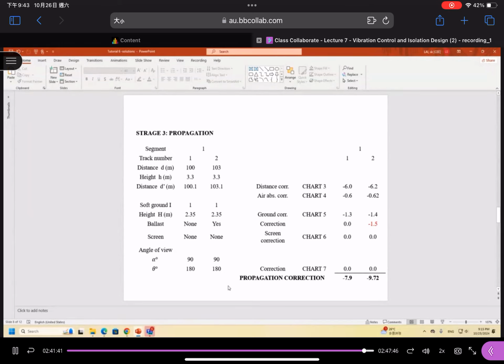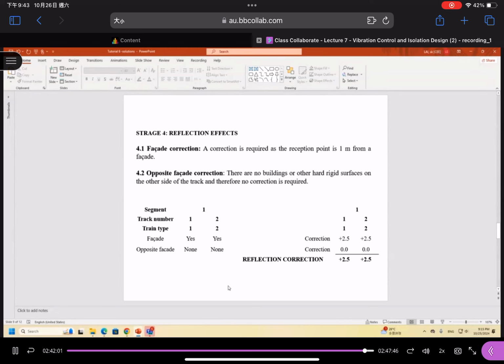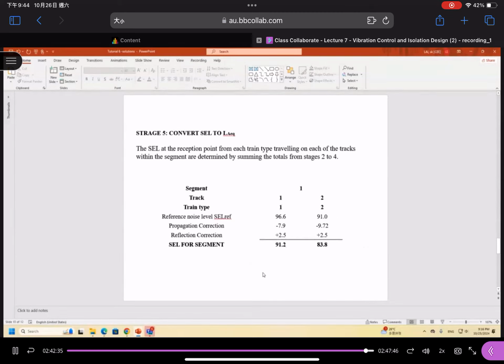That's because there is no screening structure, so for both of the tracks the correction factors are equal to 0. No matter for track number 1 and track number 2, the angles of view are the same. Theta is equal to 180 degrees and alpha is 90 degrees. Now, facade corrections: a correction is required as the reception point is 1 meter away from the building facade, so we use 2.5 dBA as the reference value. 2.5 is stated in the documents. For the opposite facade, we assume that there are no buildings or other rigid surfaces on the opposite side, so that's why it is equal to 0. So in this case, at this stage, for both of them the reflection correction factor is 2.5.